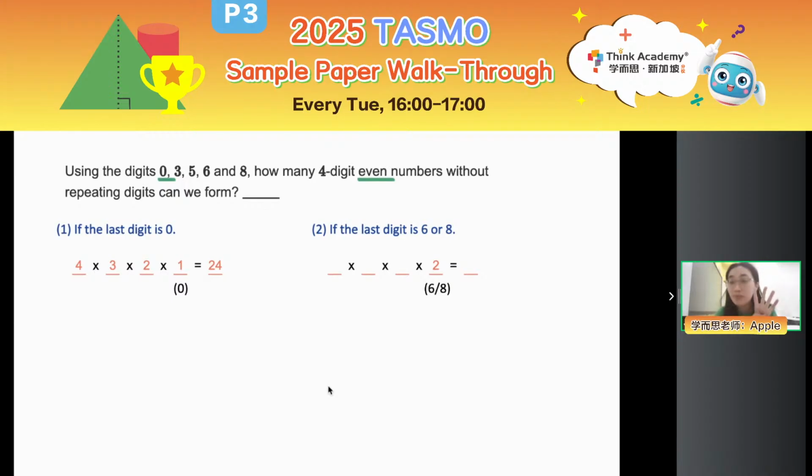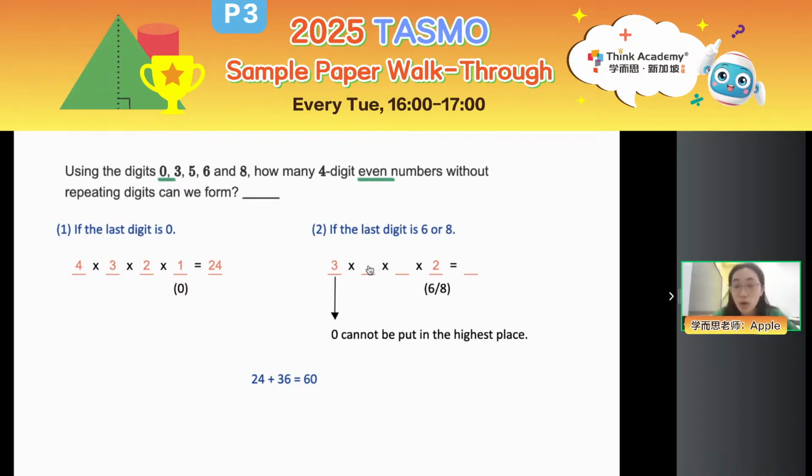Cannot. Why? Because so far you haven't used the digit 0, right? And digit 0 is very special. It cannot be used in the highest place. So in this way, you must minus 0, okay? And then for the highest place, you will see that there are only 3 different choices.